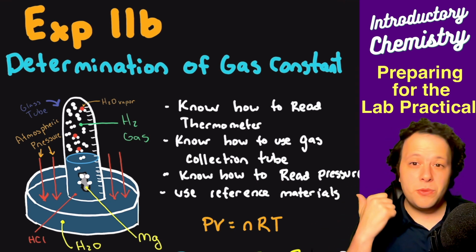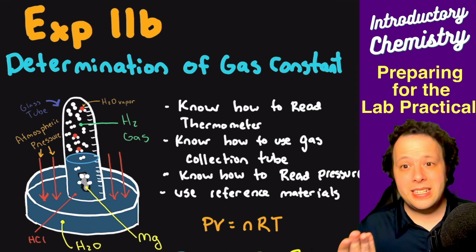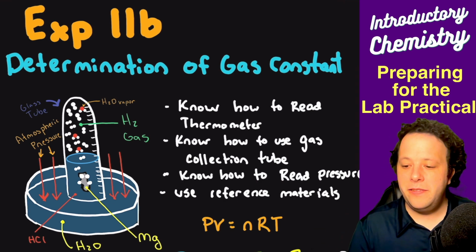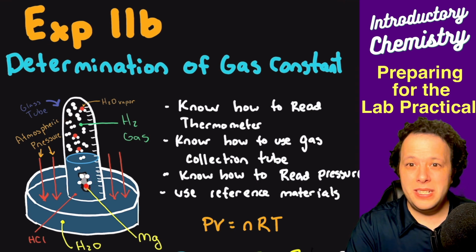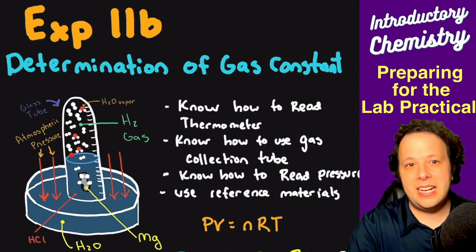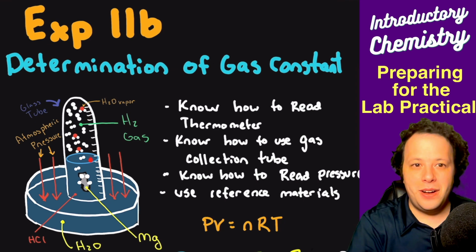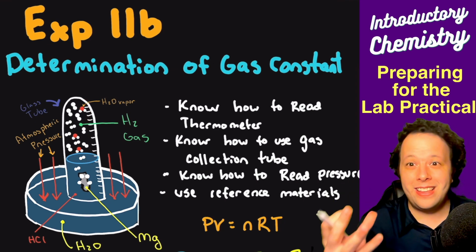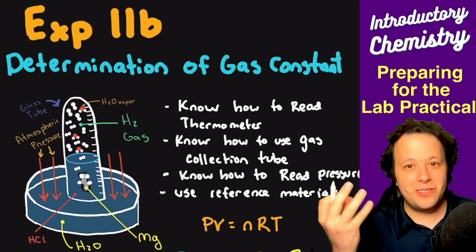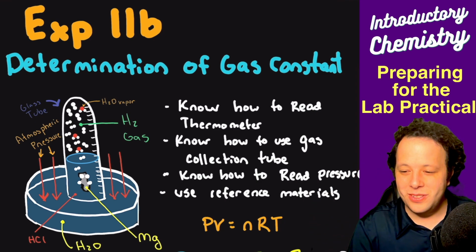One of the easy ones, once again, is the thermometer. Make sure you're able to read it. The other one is knowing how to use a gas collection tube. If you remember, you had a big tube with magnesium inside of it. When it reacted with HCl, it made a ton of gas. The gas pushed out the water, and then you measured the volume of gas that was in there. So make sure you're comfortable reading that volume. It's in milliliters, so keep that in mind. Know your units so you know how to read those different pieces.